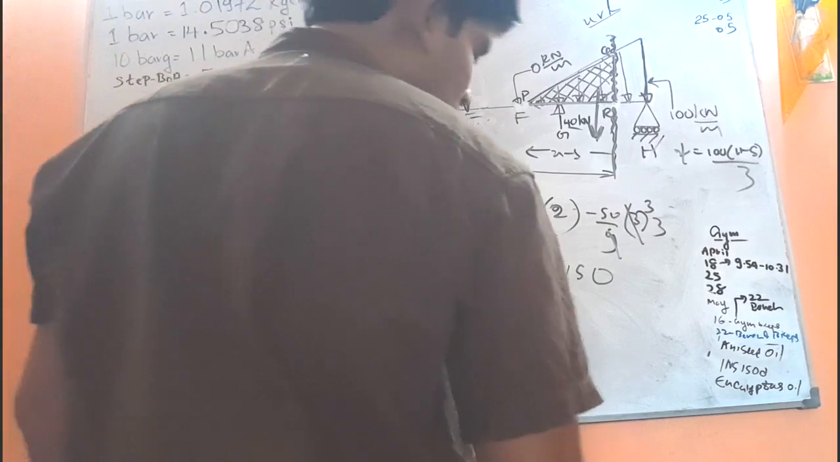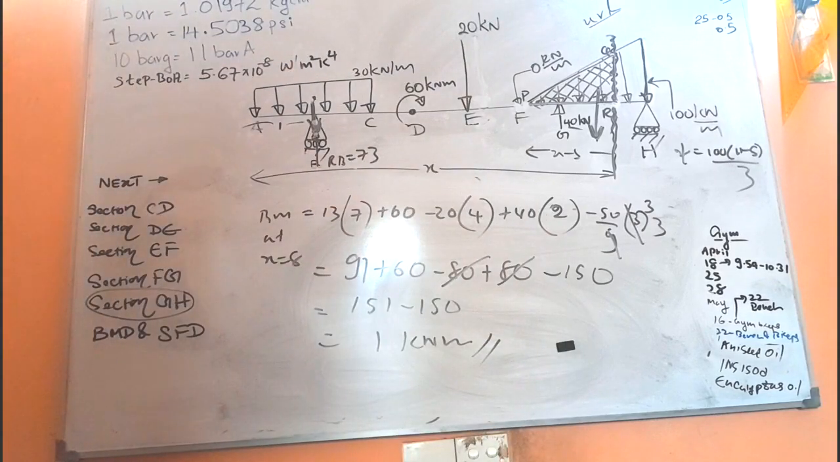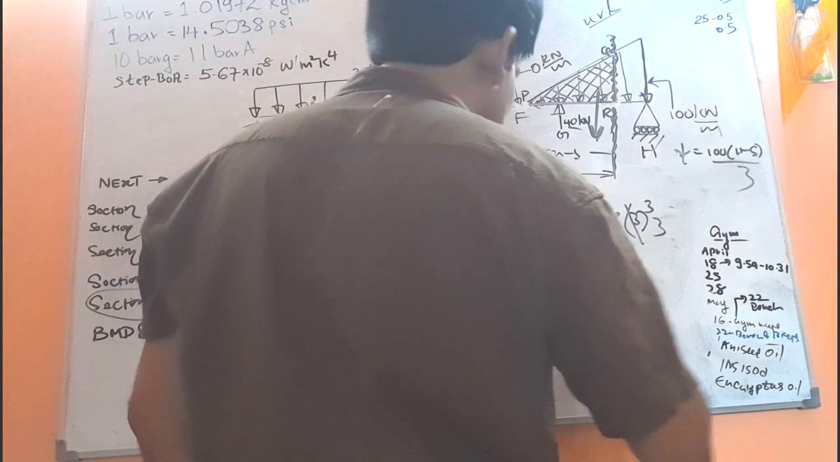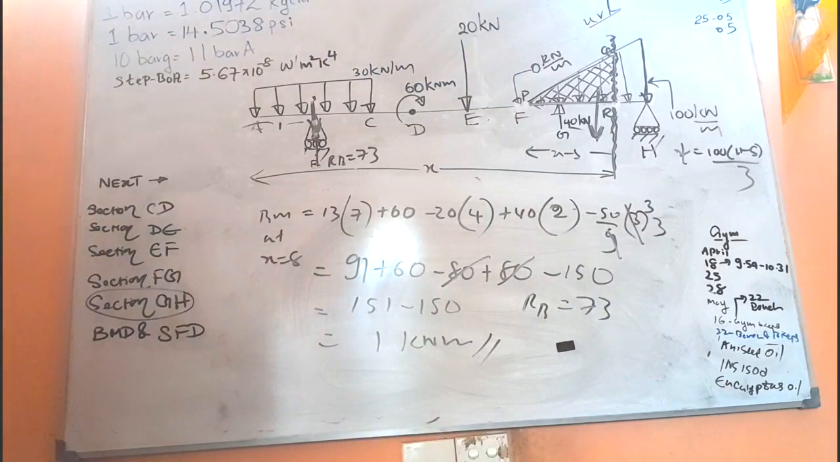Actually here there is a problem, right? And let me tell you that. So actually the reaction force RB is not exactly 73 because there is a decimal error. Because the actual value for the reaction at RB is actually 72.857.